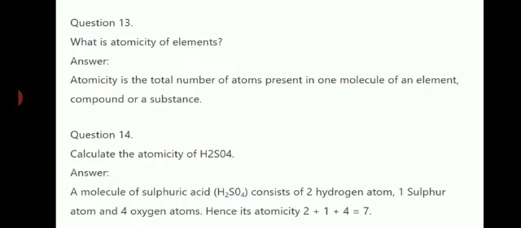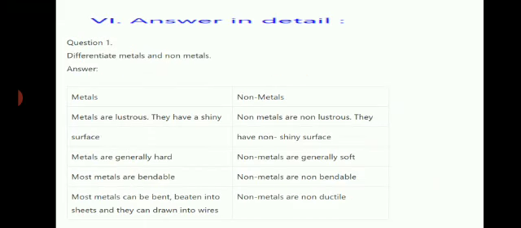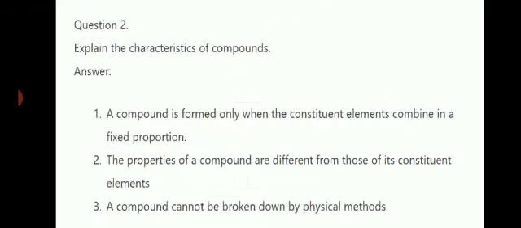Totally, we answer in brief 14 questions. Now we will see the answers in detail. In the detailed part, you have 7 questions. The first question is differentiate metals and non-metals. You read this tabular column and you can understand. Explain the characteristics of compounds. I also explained this already. If you read, you can understand.